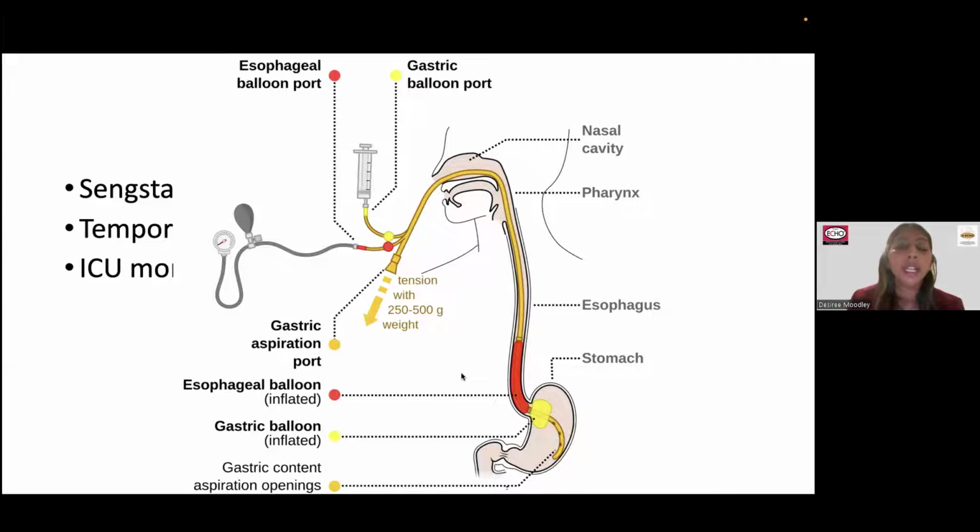But there's 2 balloons, an esophageal balloon and a gastric balloon that get inflated. And it's because of that esophageal balloon that you can get necrosis of the esophagus, and why it should only be kept blown up for 24 hours.